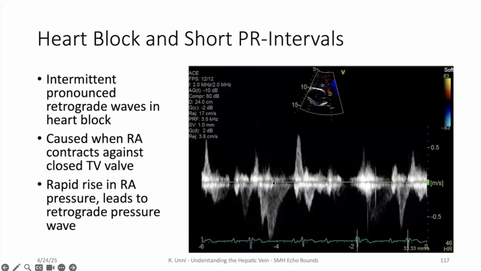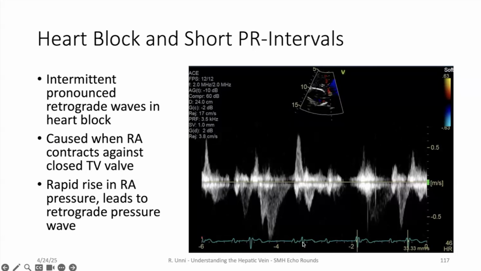Now, in patients with heart block and short PR intervals, this is an interesting case where you can see these patients in heart block and you get these intermittent, big retrograde waves. This corresponds to when you have an atria trying to contract right over a QRS, so the RV is also contracting and the atria cannot compete against the RV systolic pressure, so you get this retrograde flow. This corresponds to Canon A waves on the JVP.